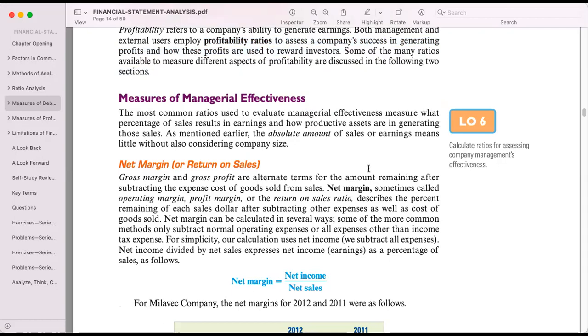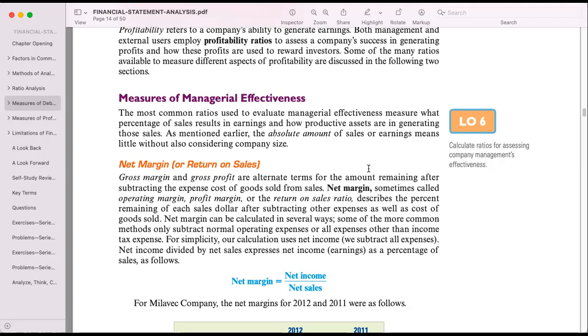Gross margin and gross profit are alternate terms for the amount remaining after subtracting the expense of cost of goods sold from sales. Net margin, sometimes called the operating margin, profit margin, and the return on sales ratio, describes the percent remaining of each sales dollar after subtracting other expenses as well as cost of goods sold.